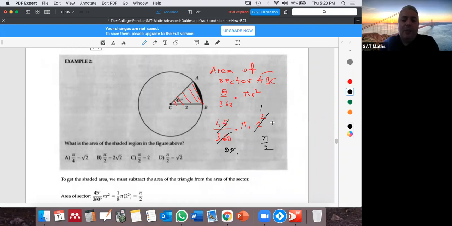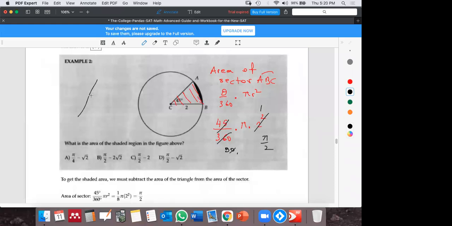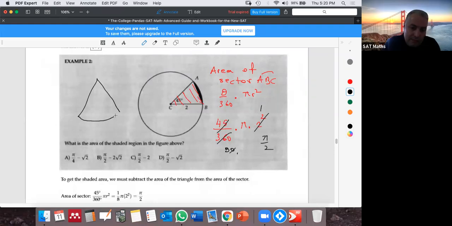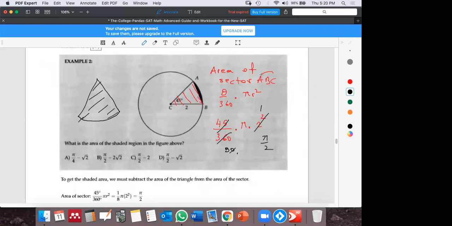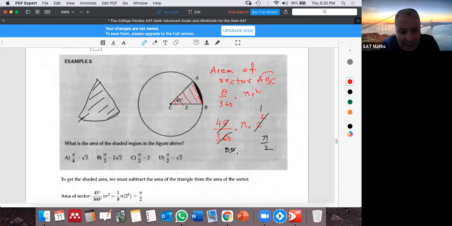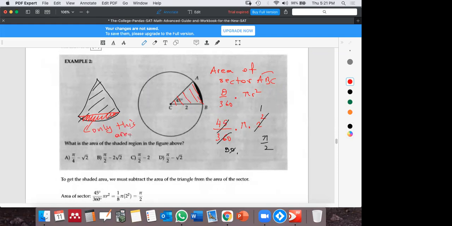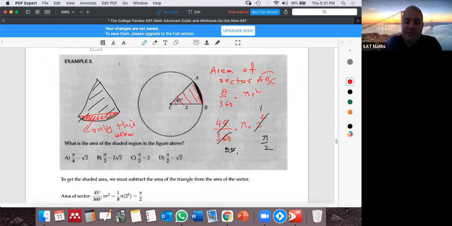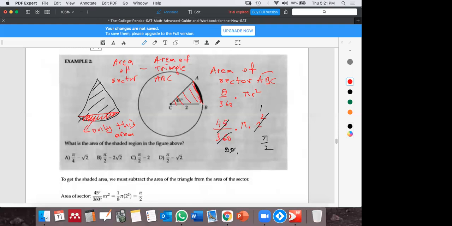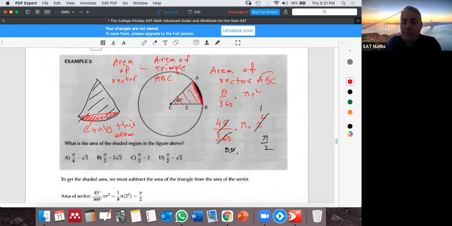Now, pi over 2, be careful. This is the whole sector area. But what is my question? There is a line here, and it says only this area I want to get, only this. So this area is equal to the area of the sector minus, be careful, the area of triangle ABC. Do I have triangle ABC when I join them? Yes, sure.